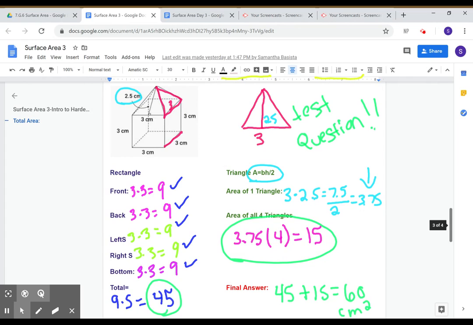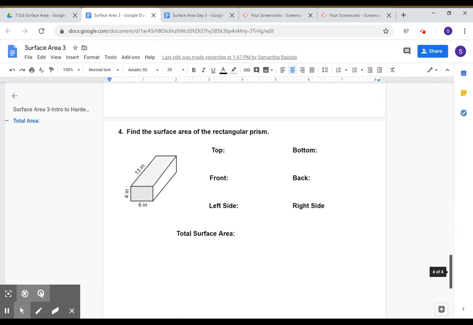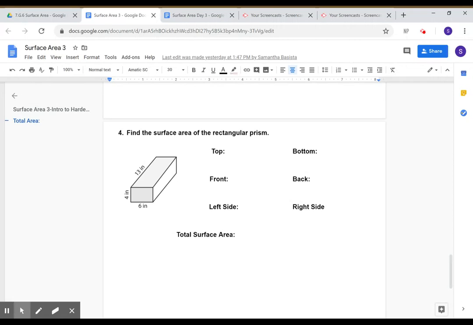Okay? And then let's do 4. Find the surface area of the rectangular prism. So I know this isn't a pyramid because it doesn't come to a point, right? I can see this is a rectangular box. So let's look at the top.